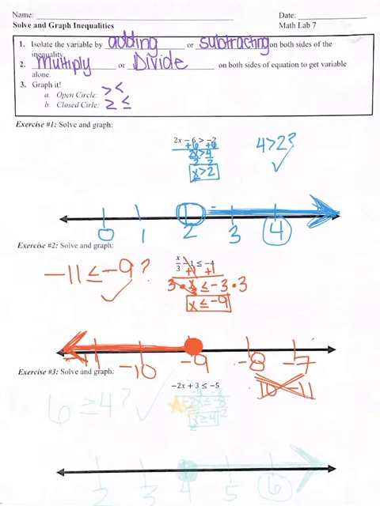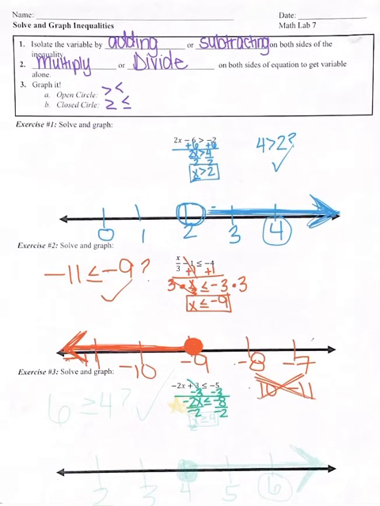Let's do green. It's a pretty green. First thing we want to do is subtract 3 from both sides. We're looking to get x alone before we graph. So that cancels it out. We get -2x is less than or equal to -8. To get x by itself, we divide by -2.